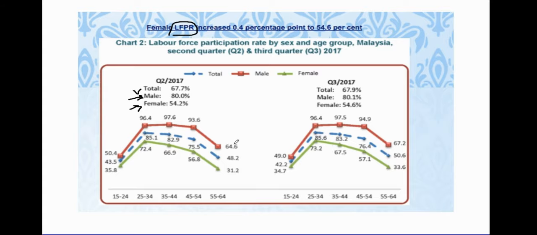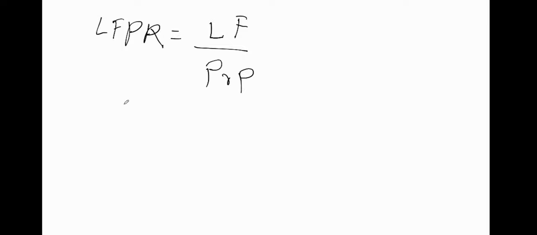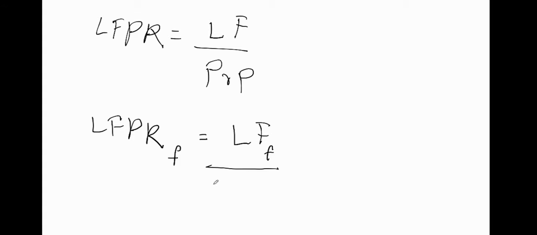If you want to calculate the total labor force participation rate for the total population, you take the labor force divided by the working age population. But if you are interested to know the labor force participation rate for female, let's write subscript F there for female, then you take the labor force of female in the economy, females who are in the category of labor force, divided by the working age population.